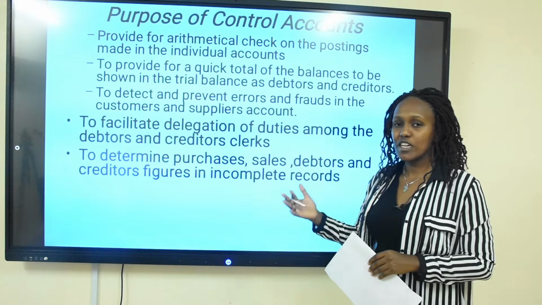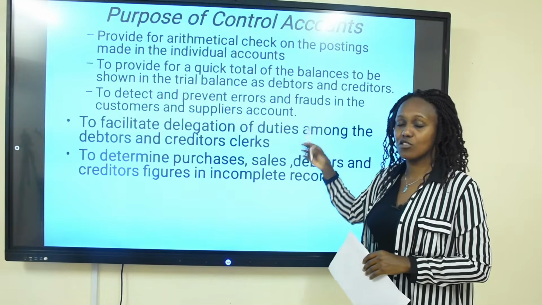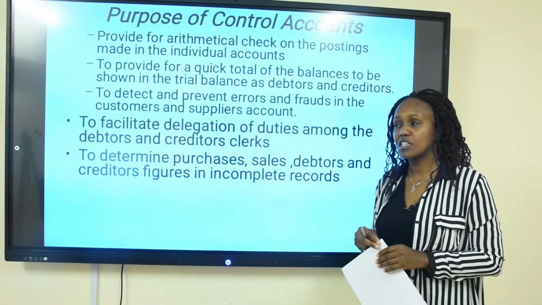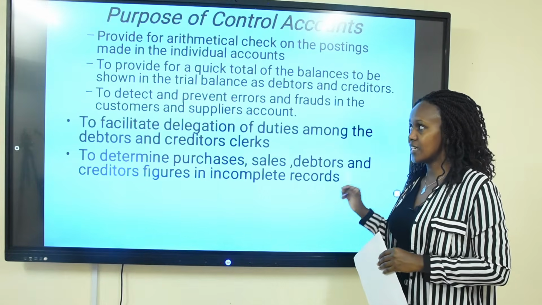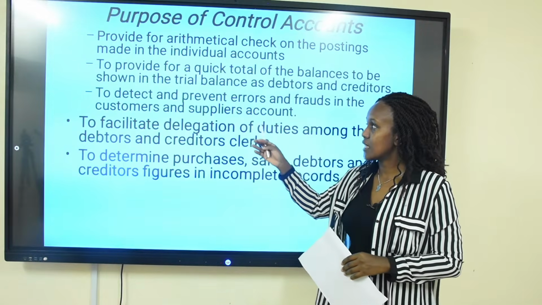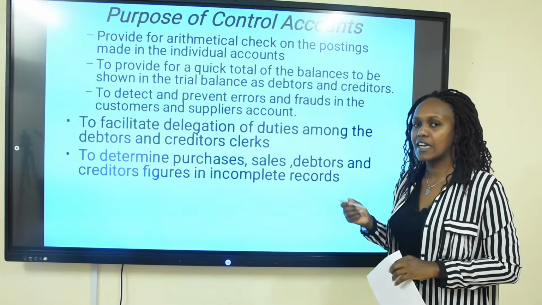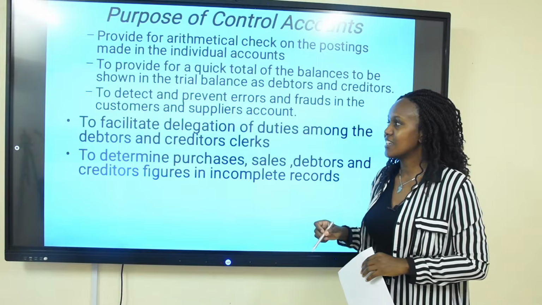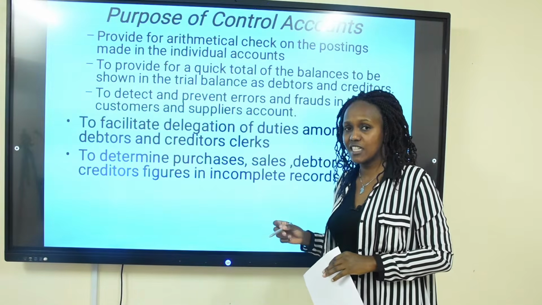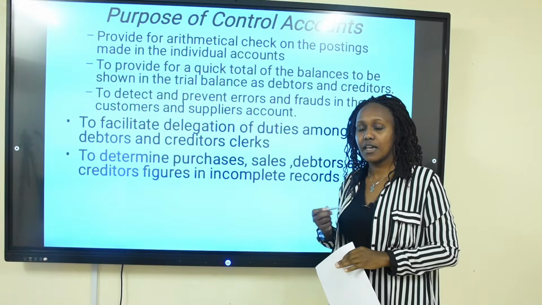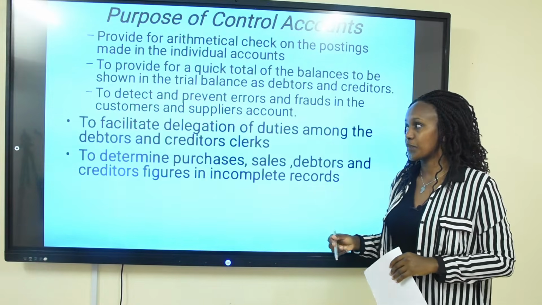You also have a quick way of getting the total balance that is going to be taken to the trial balance, for both the debtors and the creditors. It also helps us to detect and prevent errors and fraud, because it checks the accuracy of the clerks. If the control accounts do not agree with the personal ledgers, then that indicates there is an error or fraud, which can then be investigated.